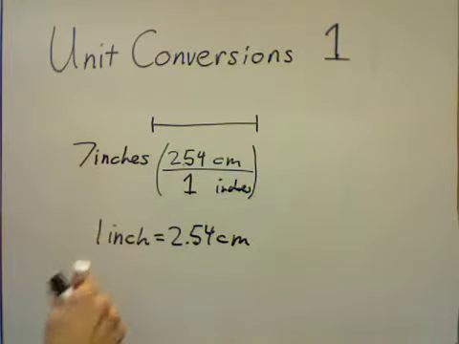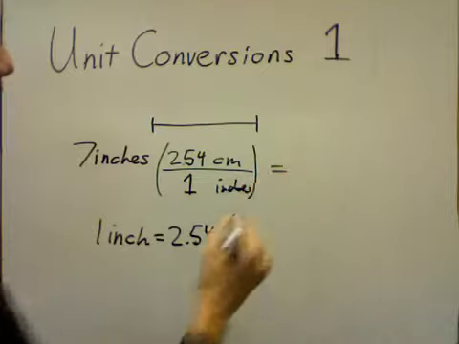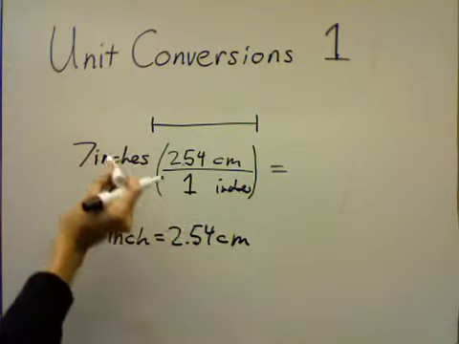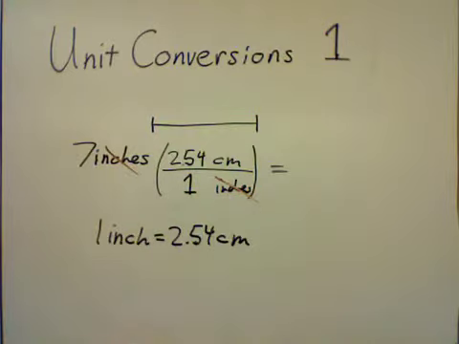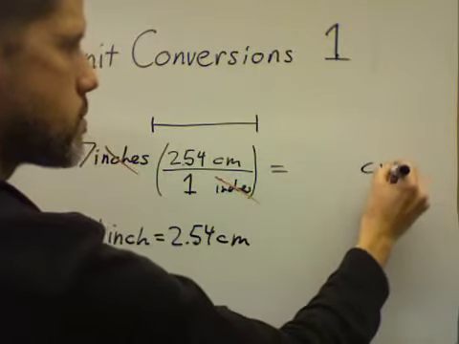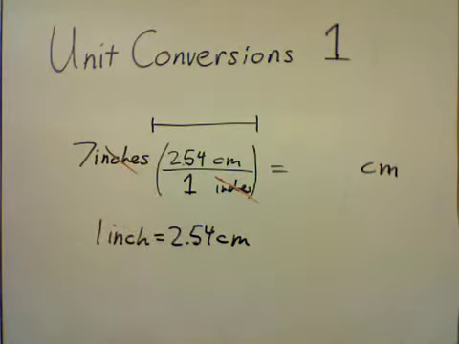Now, I'm going to go ahead and do this problem. The first thing I'm going to do is notice that I've got inches here and inches there. I can cancel those out because one's in the numerator, the other's in the denominator. I don't cancel out the centimeters, so that's going to be my final unit. So I'll write that over here. Now I'm going to plug 7 times 2.54 into a calculator, and I get 17.8.